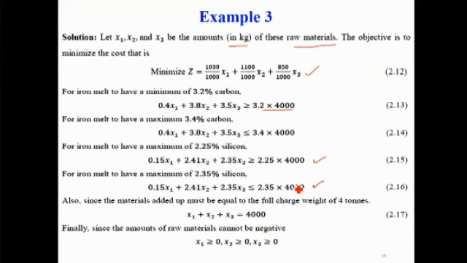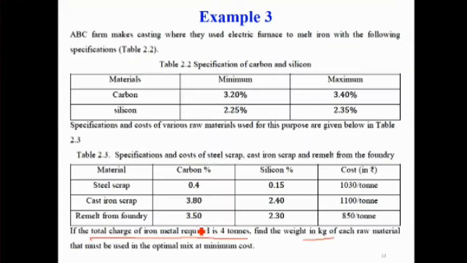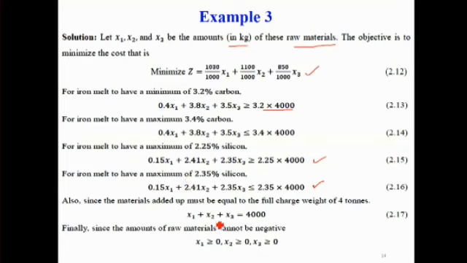Third one is that here I have underlined: total charge of iron metal required is 4 ton. That means if you add x1, x2, x3, then x1 plus x2 plus x3 is 4000. This is another constraint. You can see that the equality sign is there, so that is called an equality constraint. Here the inequality signs are there, greater than or equal to, less than or equal to, that is why they are called inequality constraints. So it is a mixture of all.